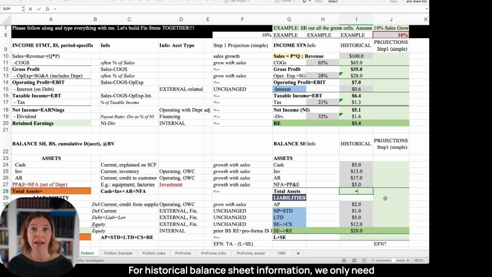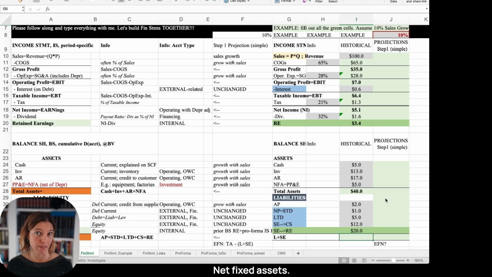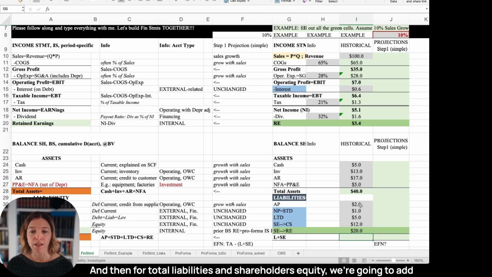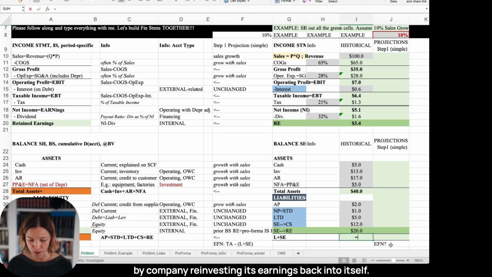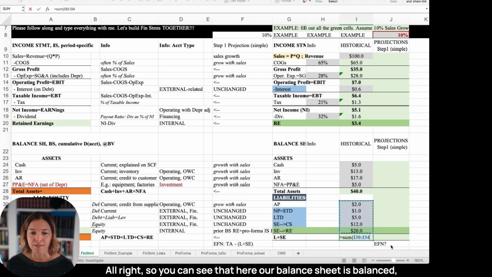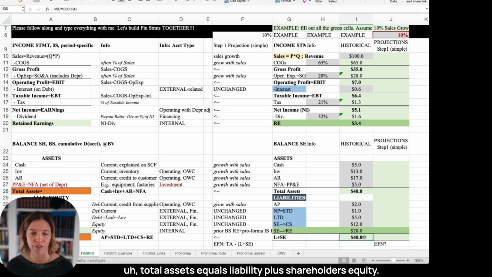For historical balance sheet information, we only need to come up with a total assets total, which is a sum of all asset accounts: cash, inventory, accounts receivable, and net fixed assets. And then for total liabilities and shareholders' equity, we're going to add through my debt accounts, accounts payable, notes payable, and long-term debt, and through my equity accounts, common stock, and retained earnings. This is an equity that's generated really by the company reinvesting its earnings back into itself. All right, so you can see that here our balance sheet is balanced. Total assets equals liabilities plus shareholders' equity.